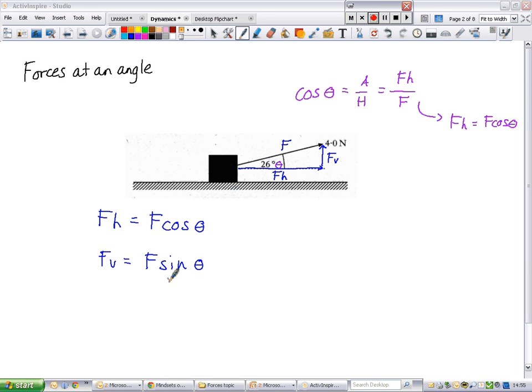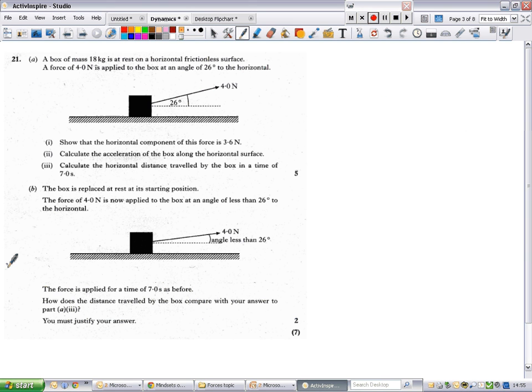So let's look at a question for forces at an angle. A box of mass 18 kilograms is at rest on a horizontal frictionless surface. Often you'll find that it is a frictionless surface because it's more complicated to include friction. A force of 4 newtons is applied to the box at an angle of 26 degrees to the horizontal. So this is the same diagram I showed you a wee minute ago. We showed that this would be our horizontal force and it would be equal to F cos theta. So we can carry out that calculation now.